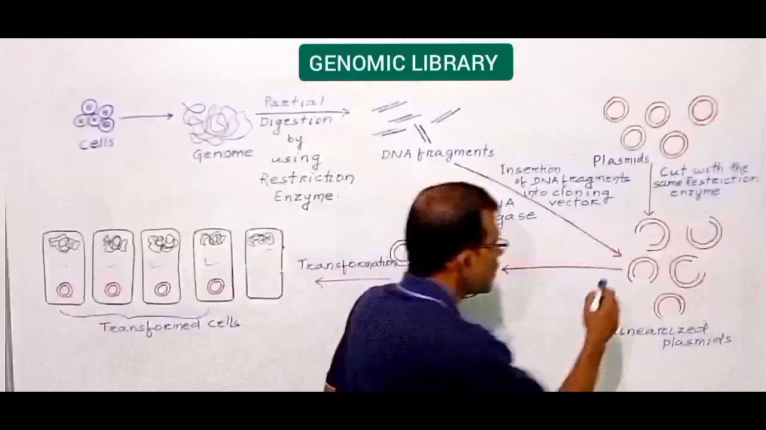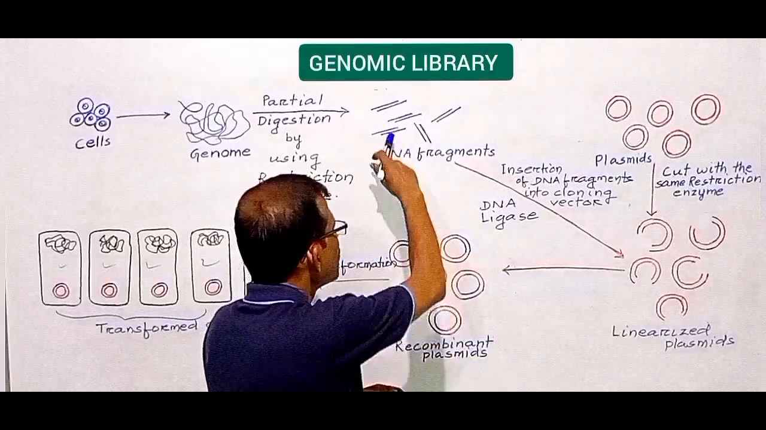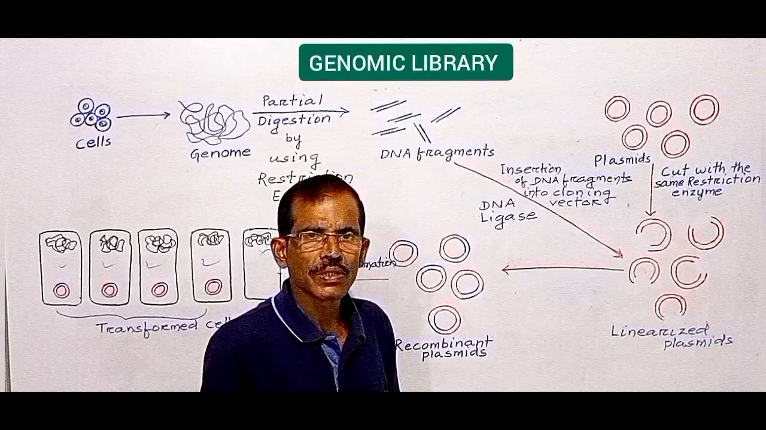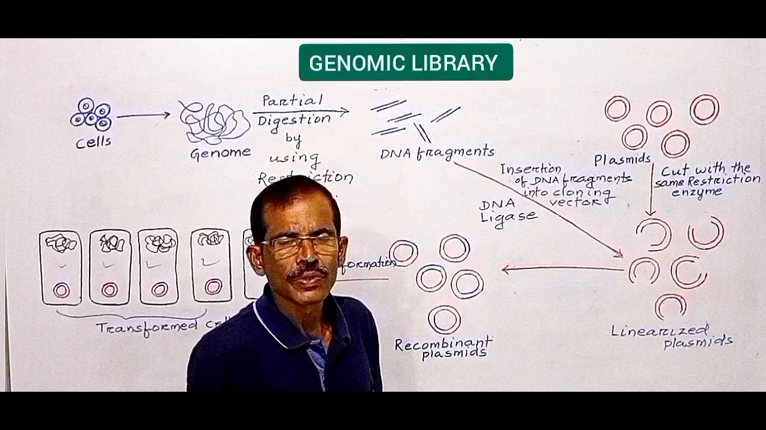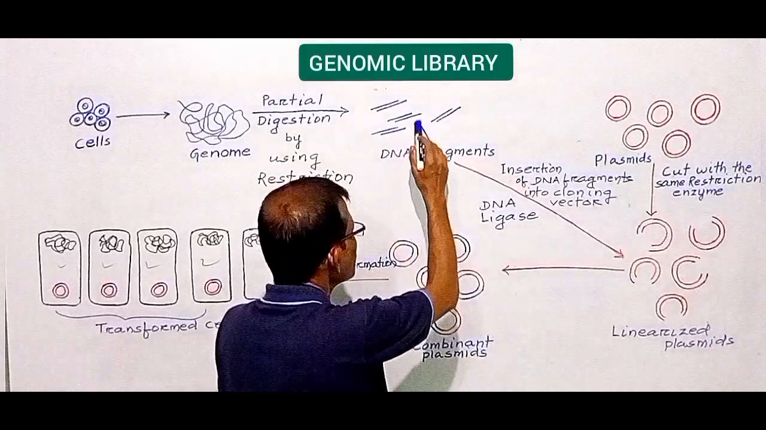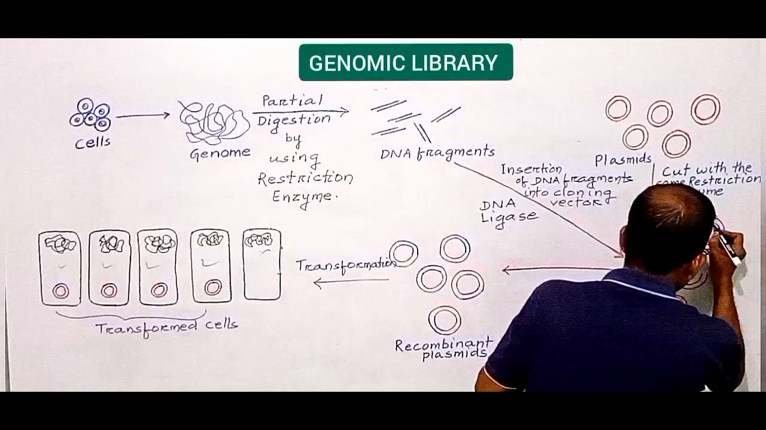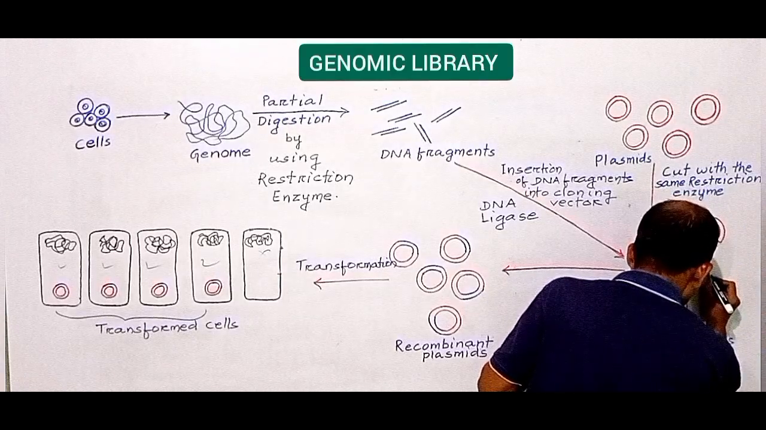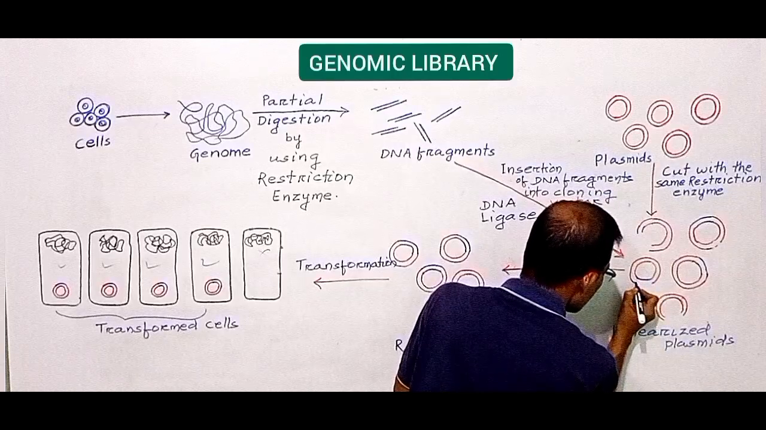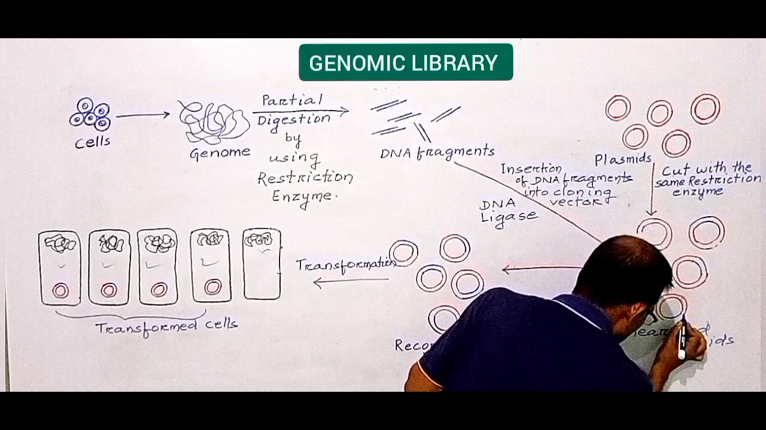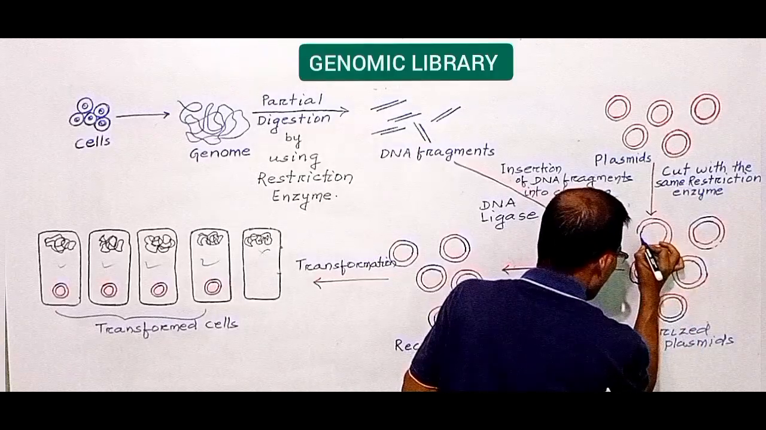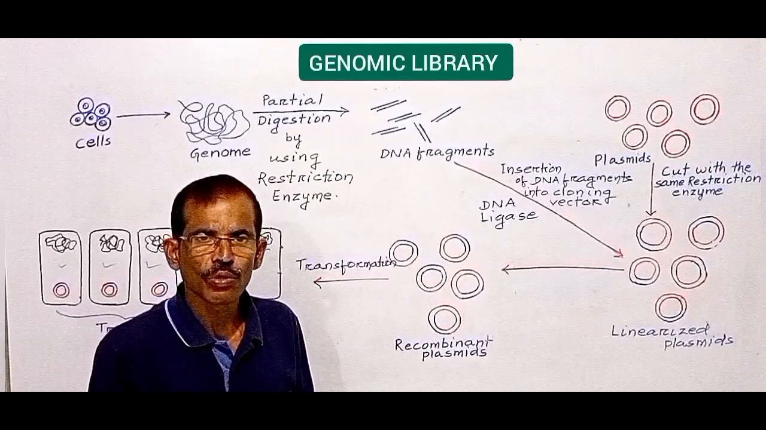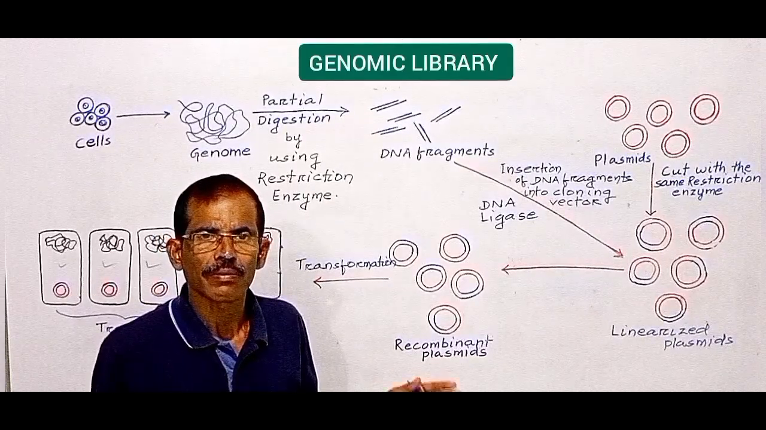For insertion, these plasmids are mixed with DNA fragments and incubated under suitable conditions in the presence of enzyme DNA ligase. During incubation, these DNA fragments are inserted into the linearized plasmids and then DNA ligase seals the gap. This process, known as insertion or ligation, results in the formation of a pool of recombinant vectors. This is the pool of recombinant plasmids, each of which contains a different DNA fragment.